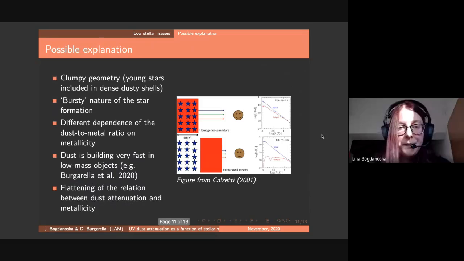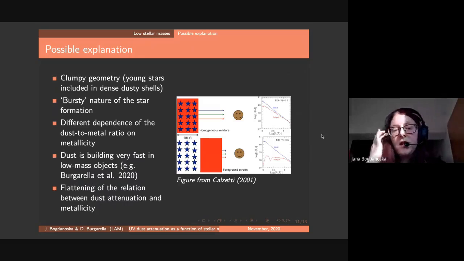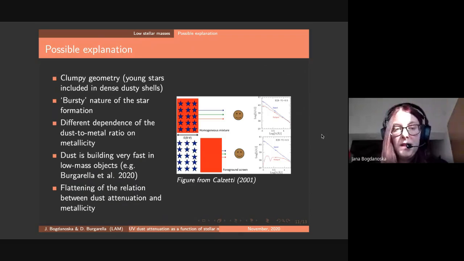and stellar mass. I will just say a few possible explanations, but this is not something that we have studied in much detail. It's possible that it is only the geometry that gives this. If we look at this very classical plot from Calzetti, we have something more like the second case: the stars and the dust are not very well mixed. And this is possible because of the bursty nature of the star formation.